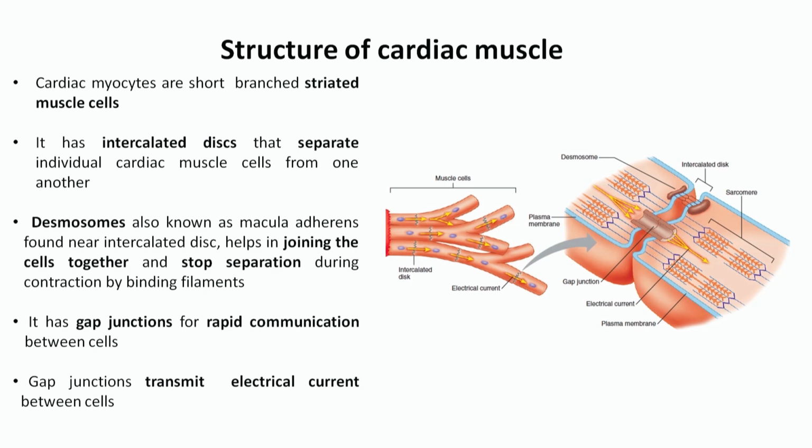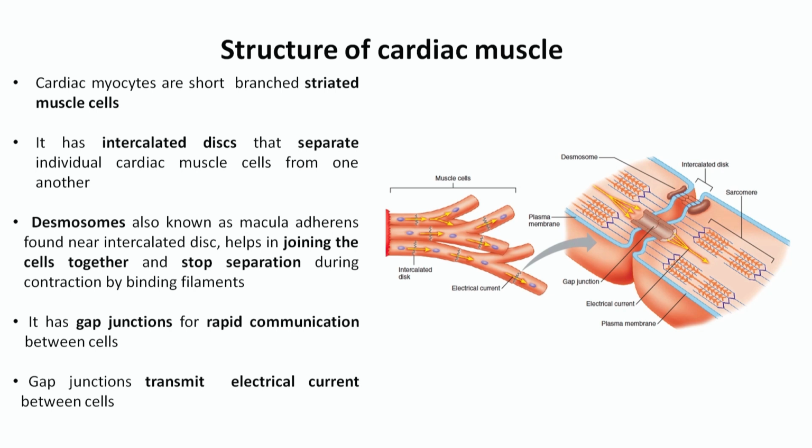It also has a very important structure called desmosomes. Desmosomes, also known as macula adherens, are found near the intercalated disc, and they help in joining the cells together and stop separation during contraction by binding filaments. So the desmosomes keep the cells together.